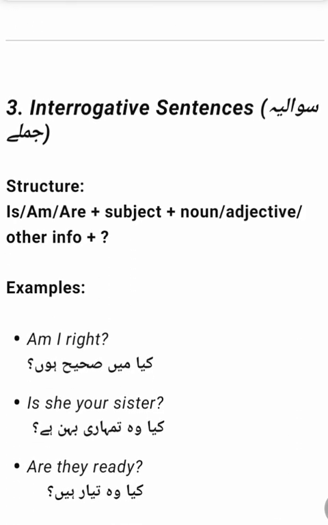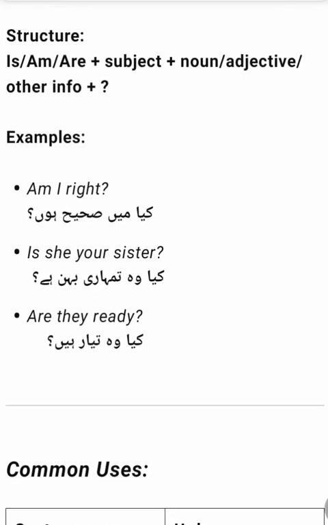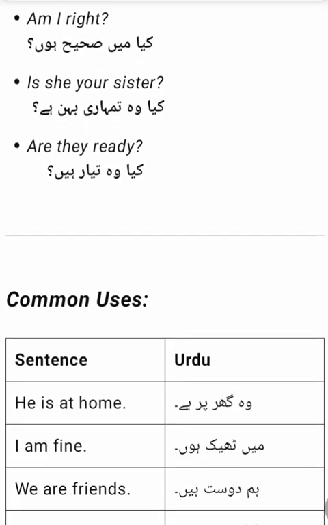Interrogative sentences. Structure: is/am/are, subject, noun, adjective, other info. Examples. Am I right? Is she your sister? Are they ready?